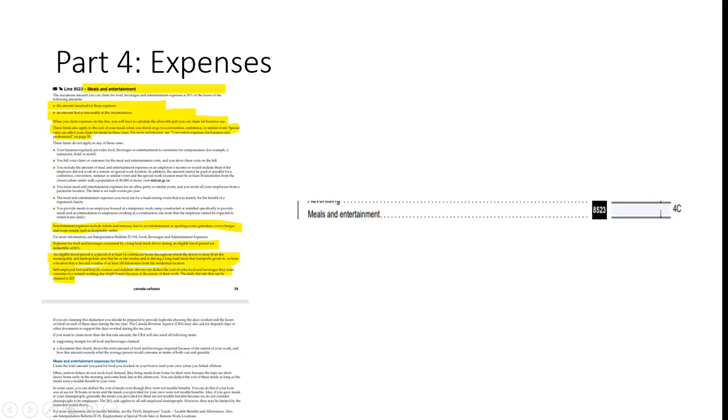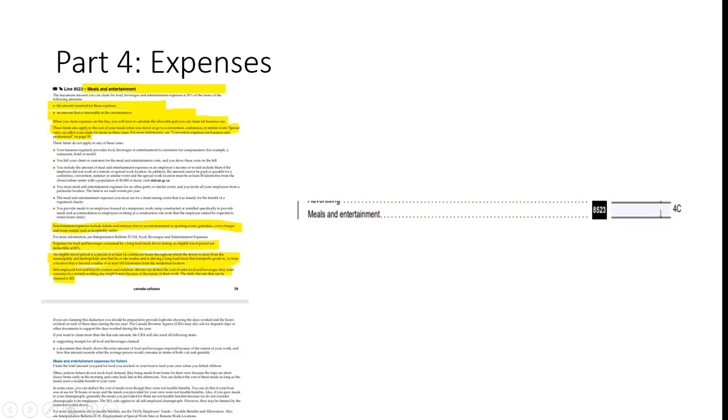Okay, for meals and entertainment, the maximum amount you can claim for food, beverages, and entertainment expenses is 50% of the lesser of the following amounts: the amount that you incurred for these expenses, and an amount that is reasonable in the circumstances, and so forth. Entertainment expenses include tickets and entrance fees to an entertainment event or a sporting event.